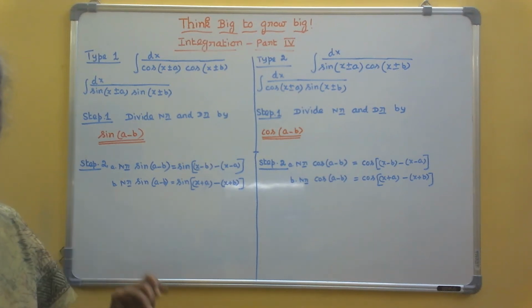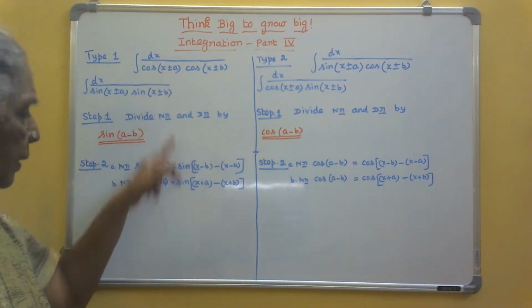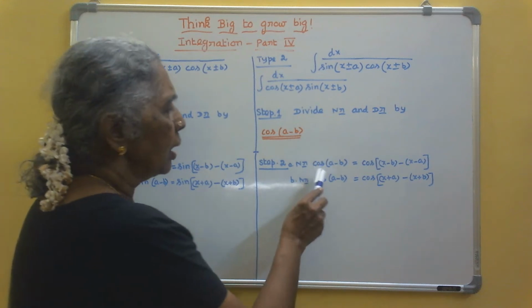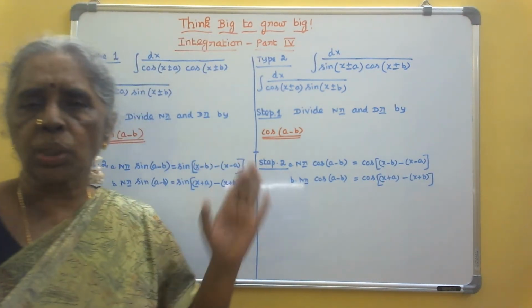Actually, note these down on the formula page itself as a concept. For this type, these two steps. Here also, instead of sin there will be cos, otherwise the same logic.